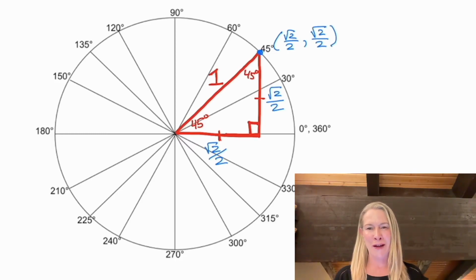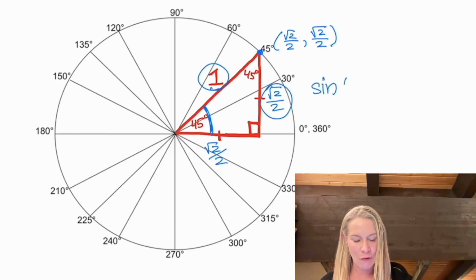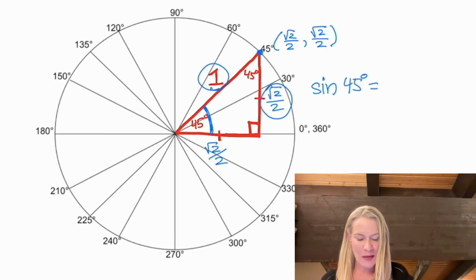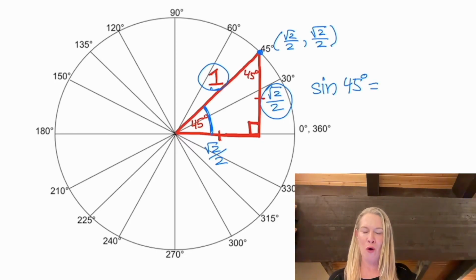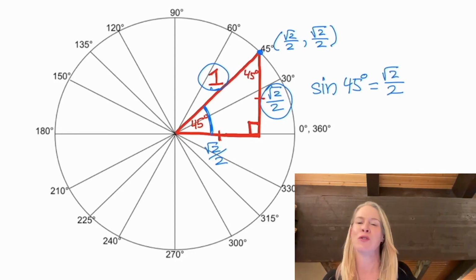Now, if you're looking for the sine, for instance, of 45 degrees, this reference angle right here would be opposite over hypotenuse. So the sine of 45 degrees, or the sine of pi over 4, would be equal to root 2 over 2 over 1. Well, anything over 1 is just itself. So the sine of 45 degrees is root 2 over 2.